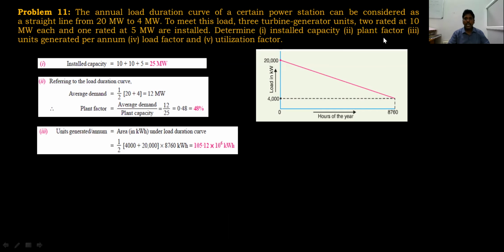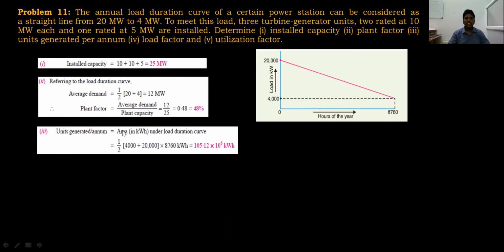Next is the plant capacity factor. Plant capacity factor is equal to the number of units generated per year divided by plant capacity into 8760 hours. Here the number of units generated per year is 105.12 into 10 power 6, divided by the plant capacity, meaning the installed capacity, which is 25 megawatts. Therefore, divided by 25 megawatts into 8760 gives the plant capacity factor.